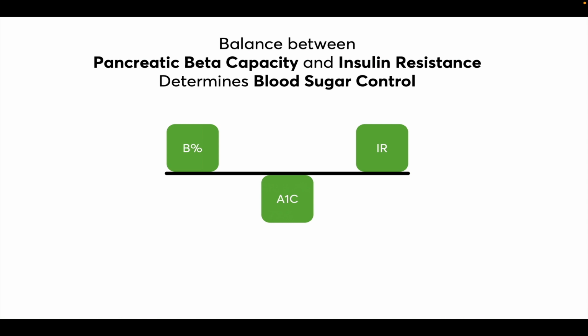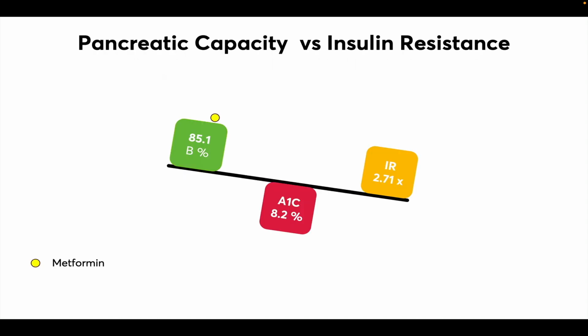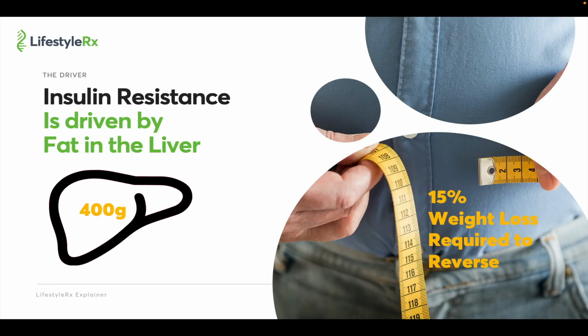So remember, all diabetes can be thought of as a balance between the pancreas's ability to produce insulin and the resistance that insulin faces in our body. So pancreatic beta cell capacity versus insulin resistance will determine where blood sugar control is. In BJ's case, her pancreatic function was pretty normal, around 85.1%, but her insulin resistance was pretty high at 2.71, and despite the metformin, that had tipped her A1C into pretty poor control at 8.2%. Now remember, insulin resistance is predominantly driven by fat in the liver.